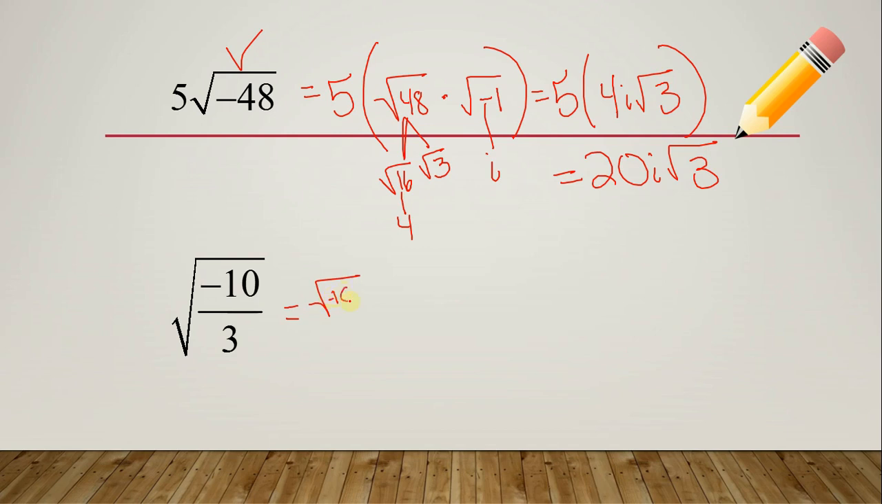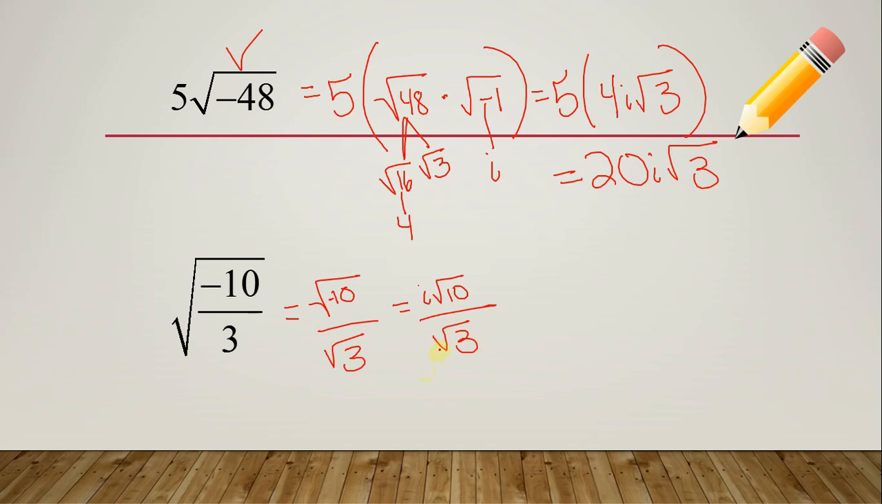Square root of negative 10 over square root of 3. So basically I can take this square root and put it on the top and the bottom. Square root of negative 10, well that's just i square root of 10, right? Over the square root of 3. Now, you can't have square roots on the bottom.